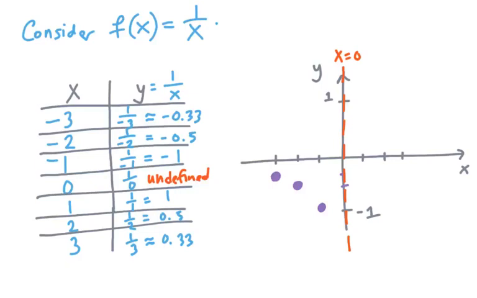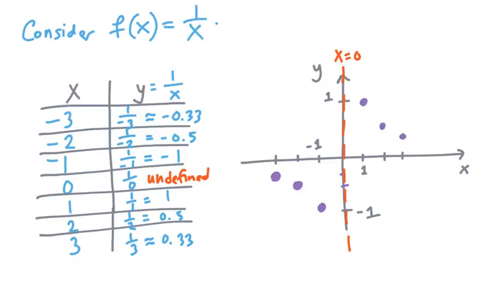And then my next 3 points say when x is 1, y is 1. When x is 2, y is a half. And then when x is 3, the y value is 1/3. So just for a little bit of indication of my tick marks, there that is.